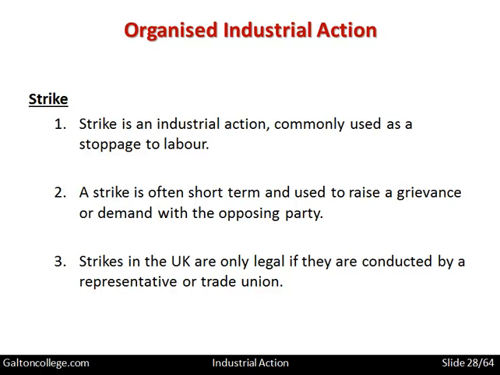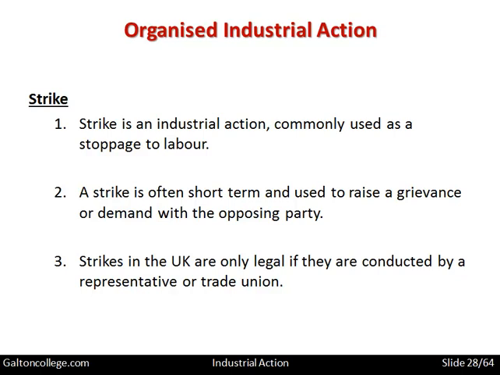Strikes in the UK are only legal if they are conducted by a representative or trade union. So in the UK they have to be organised through some sort of agency that's approved, for example a trade union. They can't just happen. If the union calls out the workforce on strike without going through a process of balloting the workers and so on, then that's illegal.